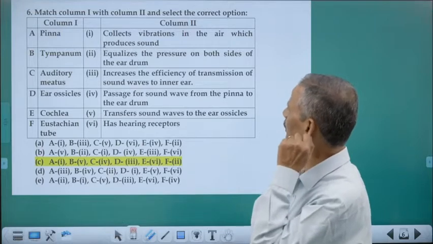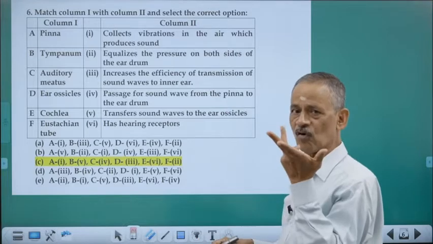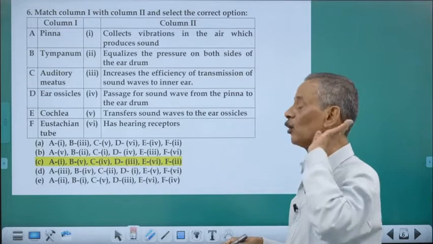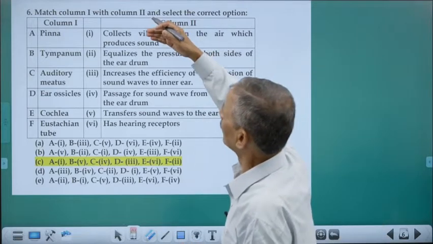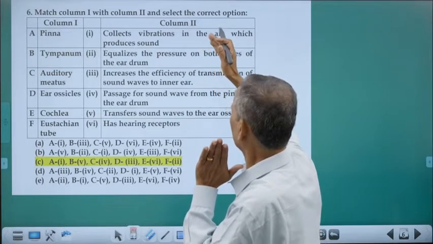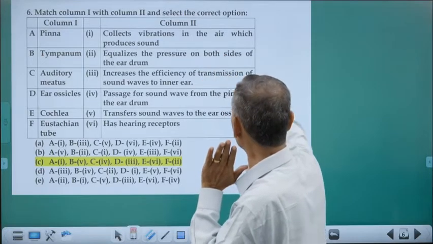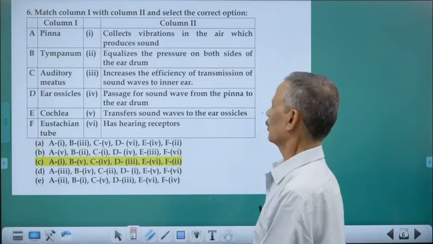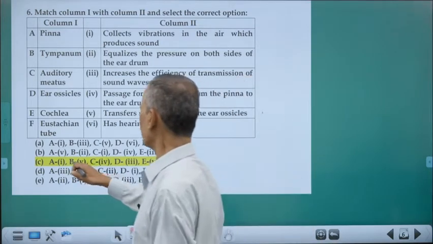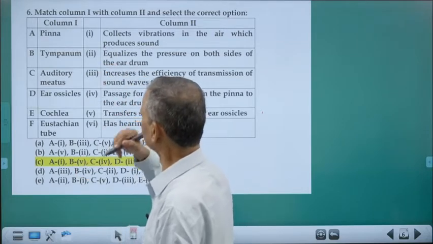Pinna. So what is pinna? It collects vibrations in the air which produce the sound. It is characteristic of mammals, but aquatic mammals, as an adaptation for swimming life, don't have this pinna. Then tympanum, eardrum. What is the function of the eardrum? It increases the efficiency of passage of sound, transferring sound waves to the ear ossicles. So we have arrived at the answer now, because A is 1, B is 5. Immediately we came to the answer. Now, continue answering.